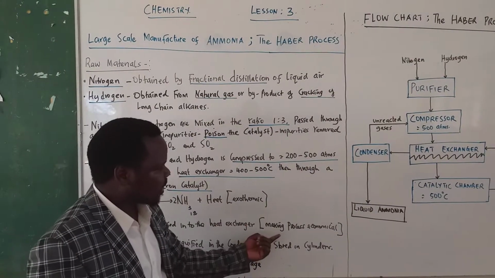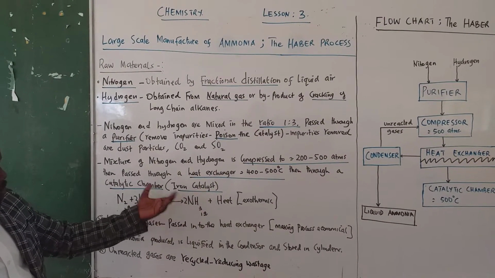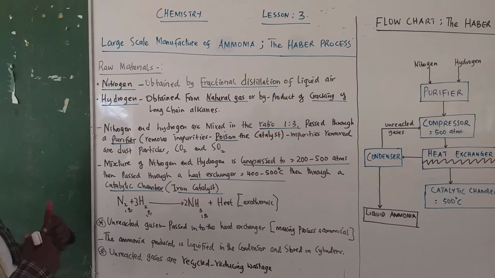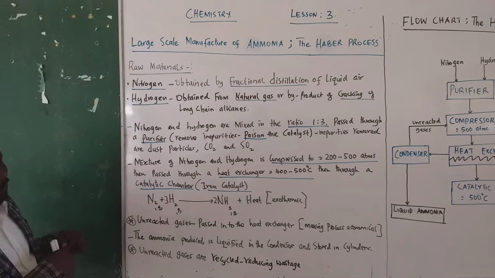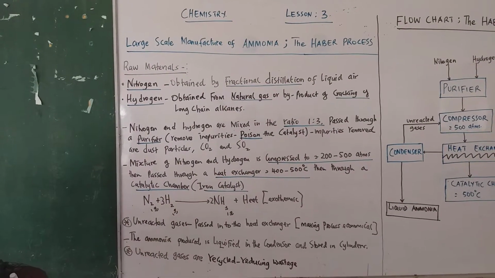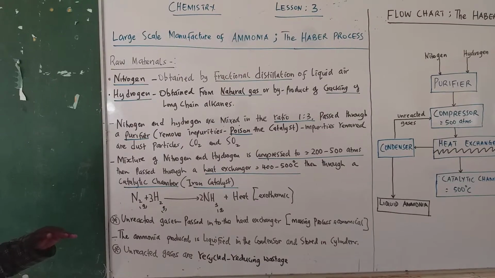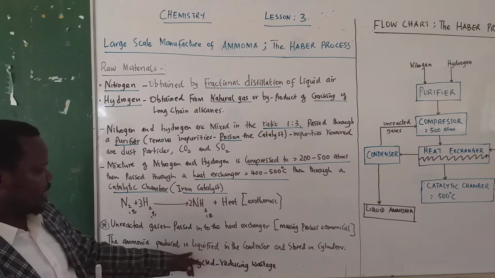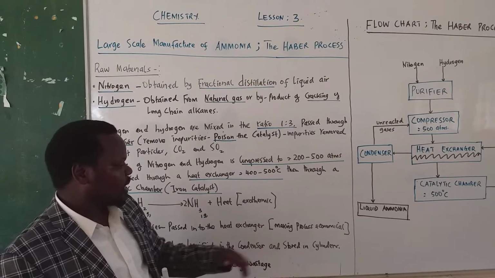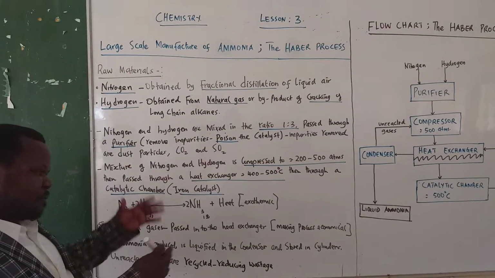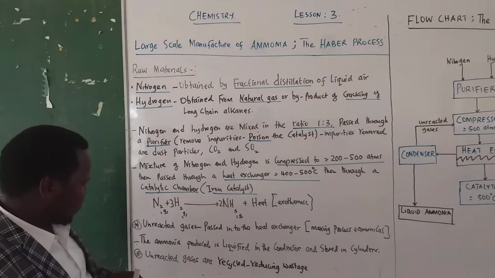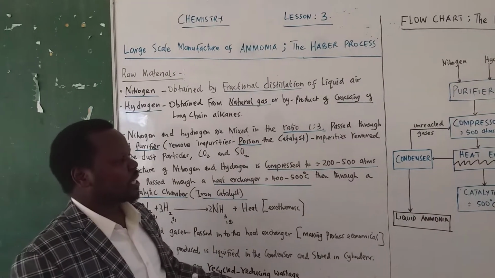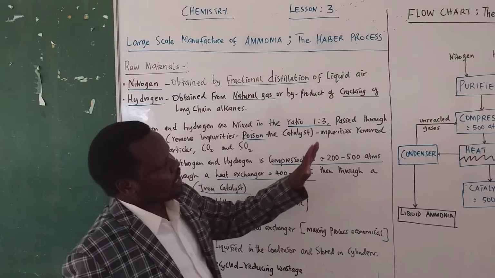Therefore making the process economical. So it actually minimizes wastage, because any gas which is reacted is also taken back, and the process of taking it back reduces and minimizes wastage. The ammonia produced then is liquefied in the condenser, and it is stored in cylinders ready for distribution to the consumers. The unreacted gases are recycled, therefore reducing wastage as indicated.